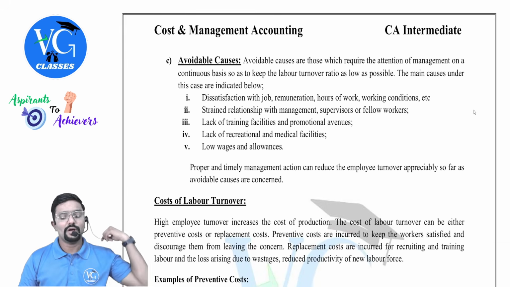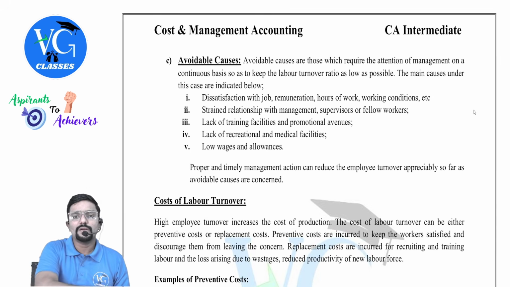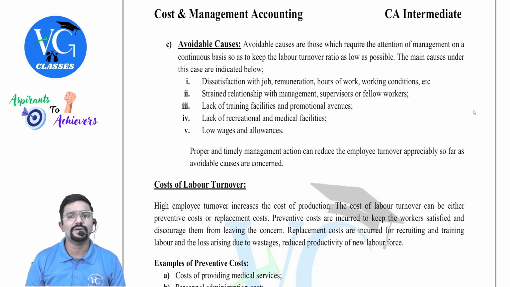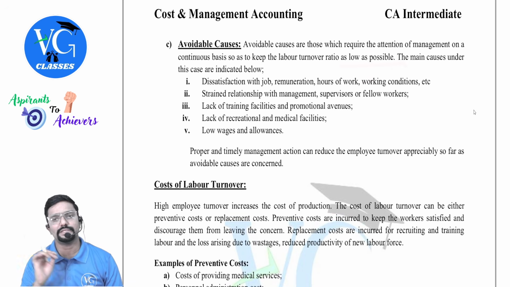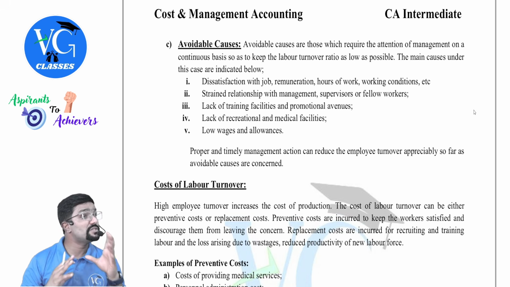Okay. Now coming to avoidable causes. Avoidable causes are those which require the attention of the management on a continuous basis so as to keep the labor turnover as low as possible. The main causes under this case are indicated below. Now, avoidable means the employee is not so satisfied with the job.